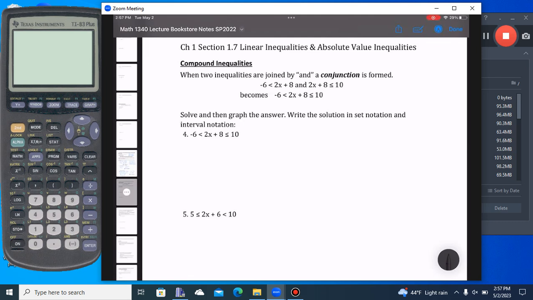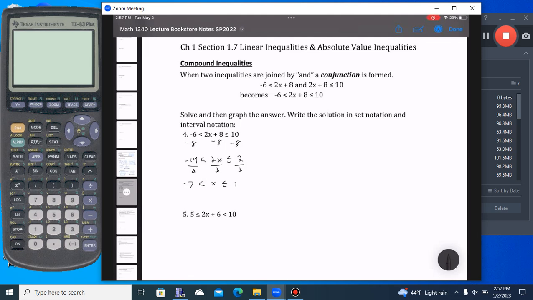So anything you do to the middle, you have to do to both sides. So if we subtract 8 from the middle, we'll subtract 8 from both sides. So we end up with negative 14 less than 2x less than or equal to 2. And then divide the middle by 2. We're going to divide everything by 2. So divide negative 14 by 2, the 2x by 2, and the 2 by 2. You get negative 7 is less than x, which is less than or equal to 1.